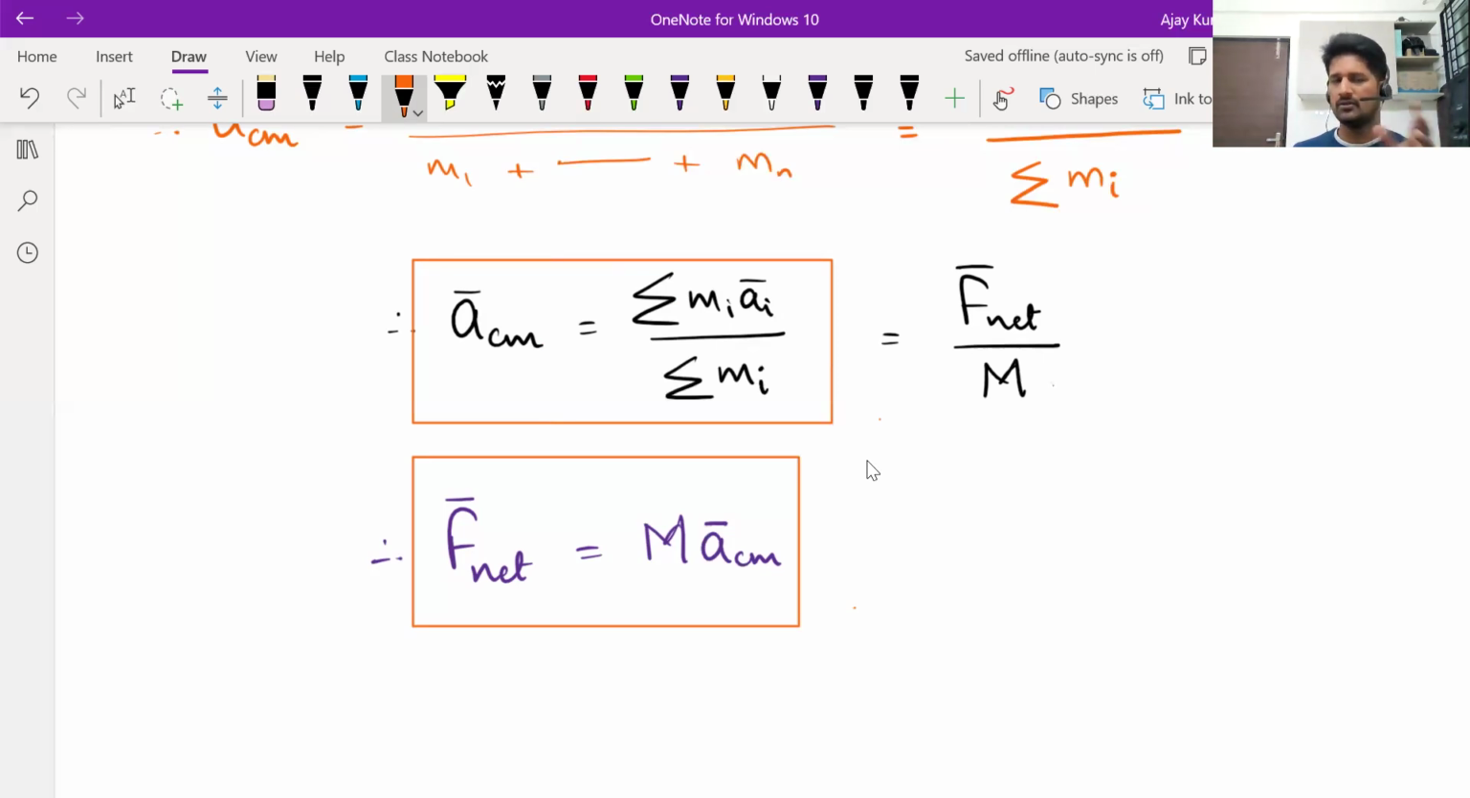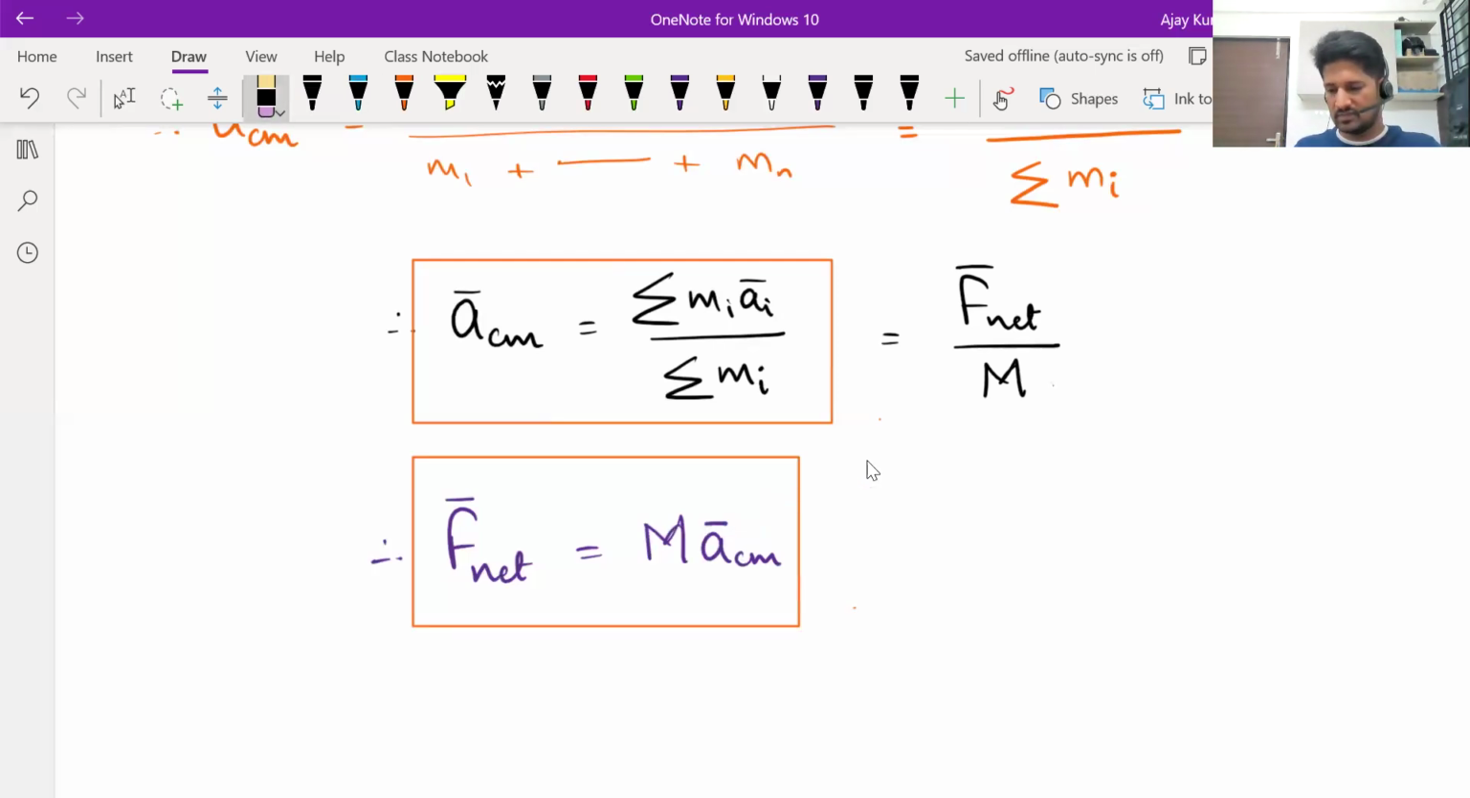When there's no rotation, you don't have to bother about anything. You can write acceleration of the entire object. But when there is rotation happening and you want to apply Newton's second law F net equal to ma, the formula is applicable for acceleration of center of mass only. Other particles' accelerations will not be F net by m. They'll have different accelerations.